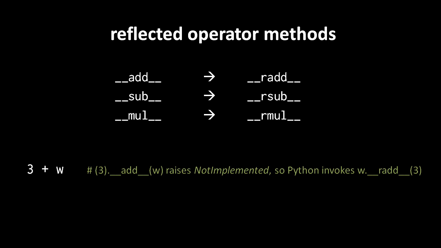However, with some types you might define, you might decide that you want there to be some non-commutative behavior. So you might want 3 plus w to do something different than w plus 3. So that's why we have this reflected add method, because sometimes you want there to be different behavior. If instead Python just assumed these operations should always be commutative, then we wouldn't have the reflected operator methods. Python would just, after NotImplemented is raised, invoke the regular add method of the right operand. But Python decided otherwise. It decided that sometimes we'll want to have non-commutative operations, so that's why it has reflected operator methods.